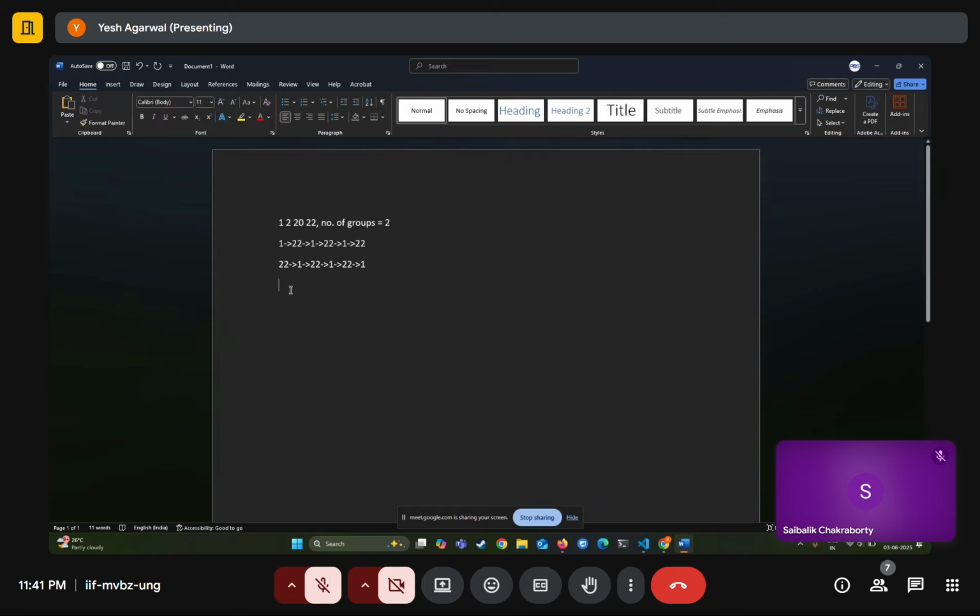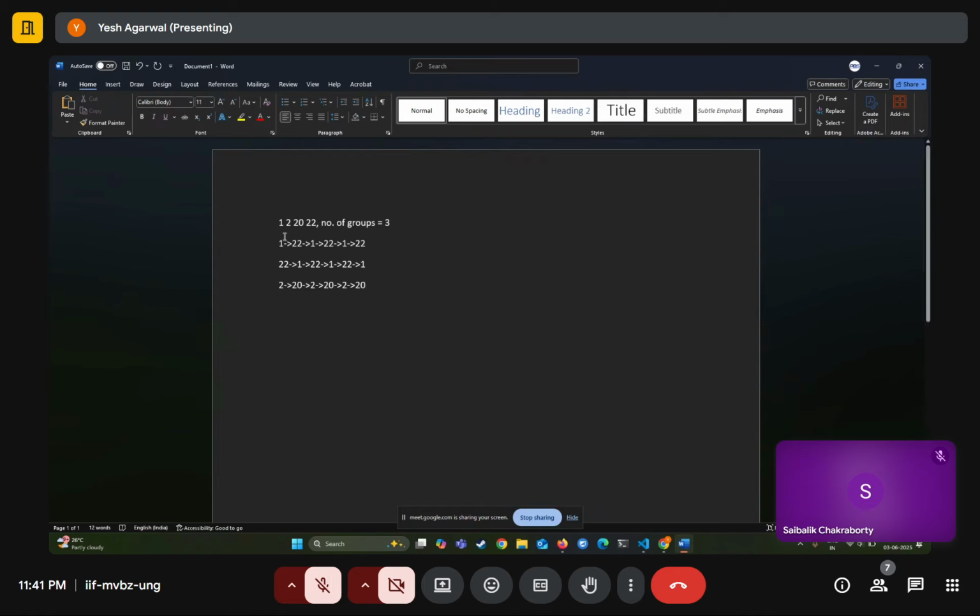And let's say there was another group. Then we will go for 2. Let's say the number of class groups was 3. Then we will go for 2, 20, then back to 2, then back to 20, then back to 2, and then ultimately end the day at 20. So this will be the maximum.